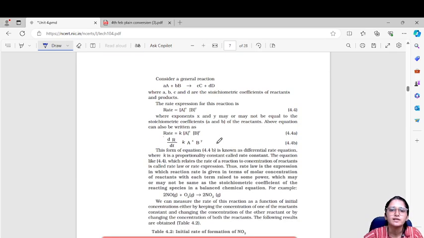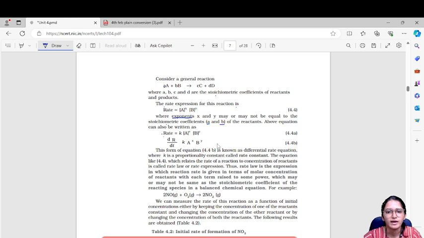Consider a general reaction, aA plus bB gives cC plus dD, where a, b, c, d are the coefficients of reactants and products. The rate expression for this reaction is given by: rate is proportional to the concentration of reactant A raised to one variable, that is x, and the concentration of B raised to y, another variable, where these exponents x and y may or may not be equal to the stoichiometric coefficients a and b, meaning this x and y are different from a and b. They may be equal, but they are not the same.